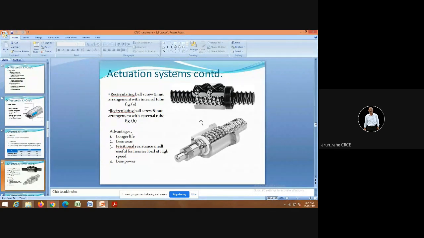So all the ball screws are preloaded and they are factory set before dispatching the machine to the site.